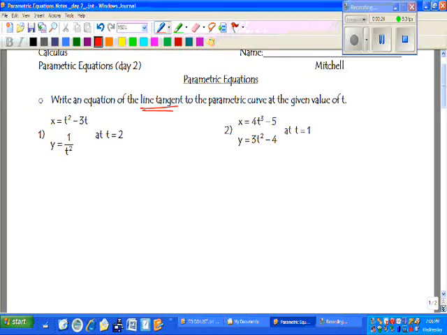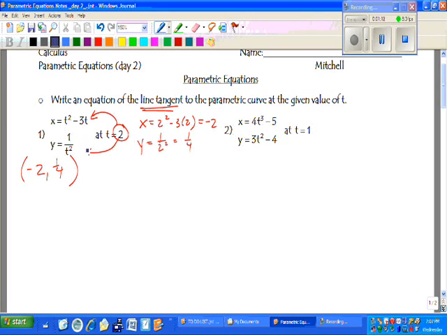So in this case, finding the point's a little bit different than our other functions. Here, we're going to go ahead and substitute 2 into both of our parametric equations. So to figure out what x is, we're going to have 2 squared minus 3 times 2. So we get 4 minus 6, which is negative 2. For y, we get 1 over 2 squared, so 1/4. So our point is at negative 2, 1/4.